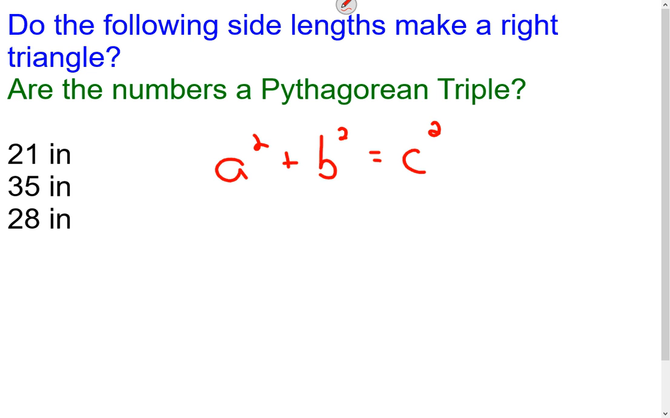Remember, c always has to be the biggest one. So I look in here and I go, that's the biggest side, or the largest side. That number has to go in for c. I put 35 right here. Pythagorean theorem says we have to square it.